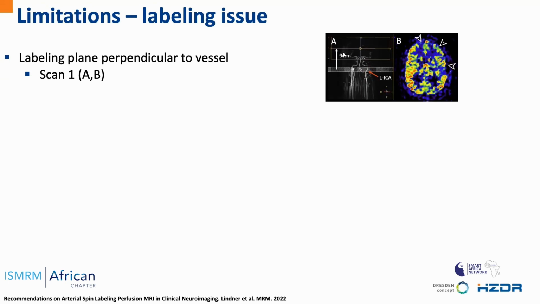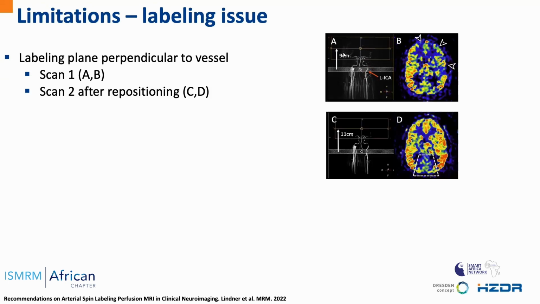and this results in suboptimal labeling, and we can see decreased perfusion here. If we move the labeling plane in the same patient 2 centimeters below, we nicely hit both left and right ICAs, and we obtain a really nice perfusion image in both vascular territories of both ICAs. However, we don't hit the vertebral artery anymore perpendicularly, as it bends in the location of the labeling plane, which results in decreased measured perfusion in the posterior part of the brain.